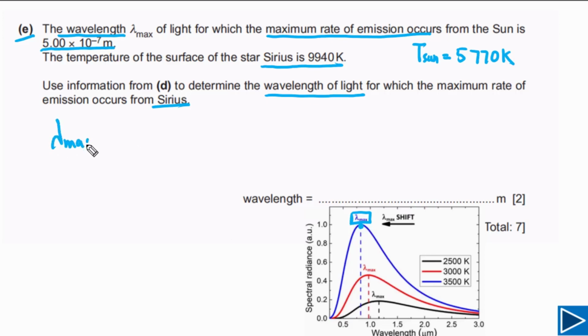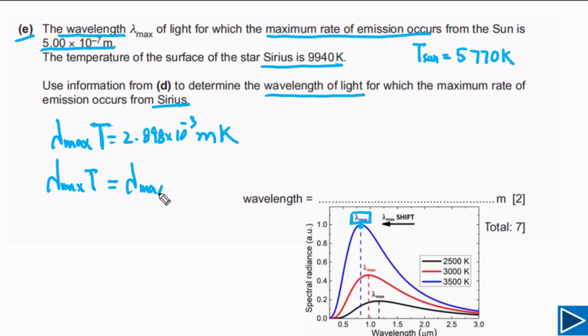According to Wien's displacement law, lambda max times T is equal to 2.898 times 10 to negative 3 meter Kelvin, not millikelvin. So the lambda unit is meter, and temperature unit is Kelvin. So this is meter Kelvin, not millikelvin. Now simply we have to use this. So in this case we can say lambda max times T for Sirius is equal to a constant, and if we use the same for the sun, that also will be equal to lambda max times T.